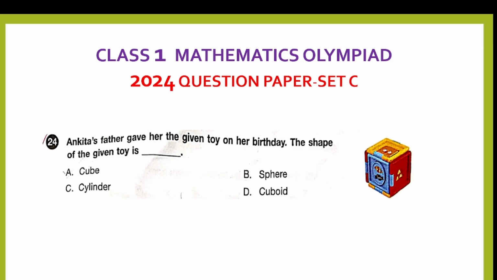Next question. Ankita's father gave her the given toy on her birthday. The shape of the given toy is, observe this, the shape of the given toy looks like a cube. Therefore option A is the correct answer for the given question.